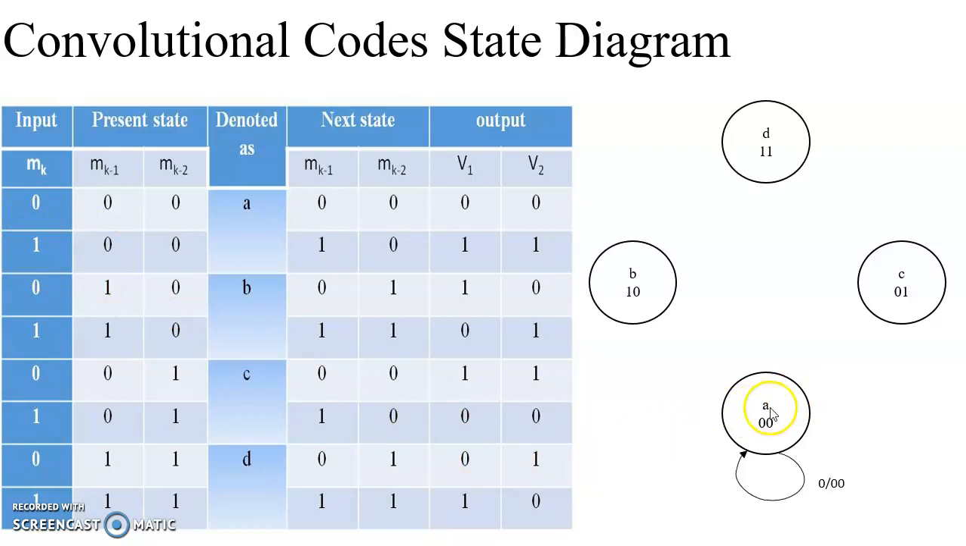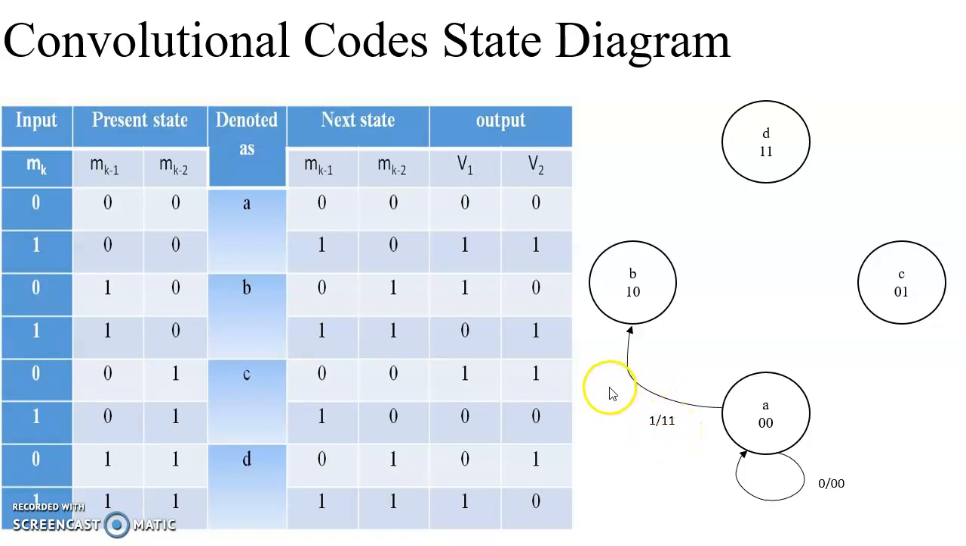So present state is 0, 0, input is 0. Input 0 is written here. The next state we are going to is headed with an arrow, 0, 0, and output is 0, 0, which is written to the right of the slash. We'll take another one. Present state is 0, 0. Input is 1. The next state we are going to is 1, 0, and output is 1, 1.